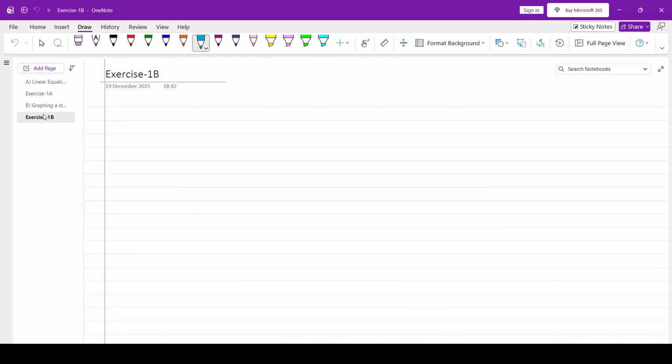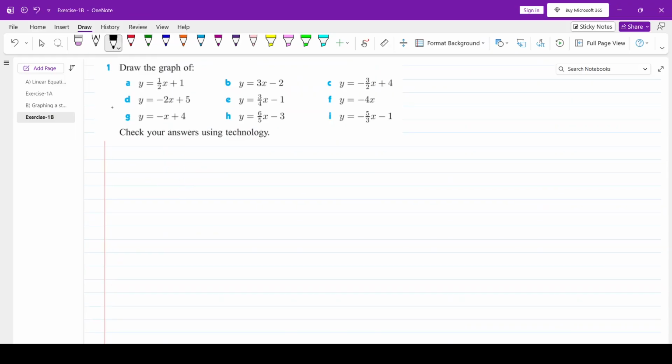Let's solve exercise 1b, which gives similar kinds of questions. The first question says, draw the graph of all these equations. The method of plotting the graph for each of them is the same. I'll do only one of them, and you can practice the rest. Let's say I'll solve this one.